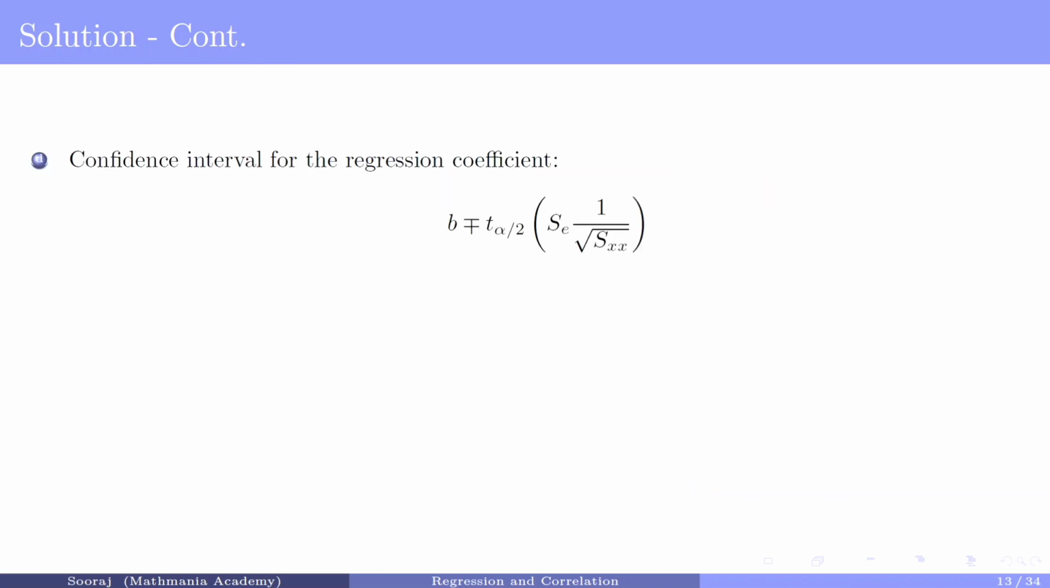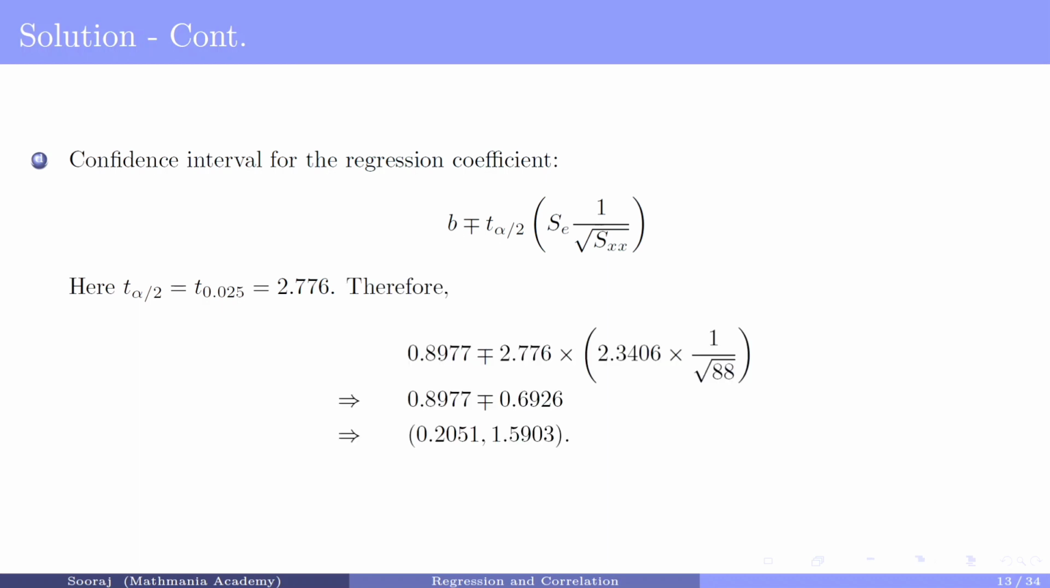In the fourth part, we are asked to find the confidence interval. So this value t alpha upon 2 is read from the table. SE is calculated, Sxx is also calculated, b is known. So we just substitute them in the formula and we estimate the confidence interval for b.